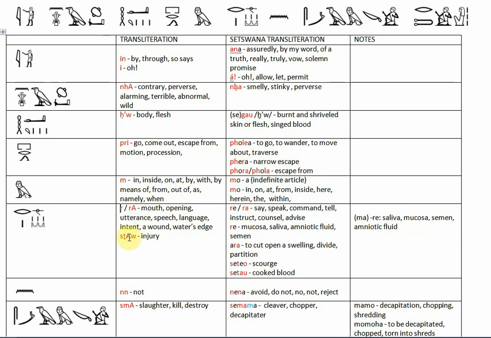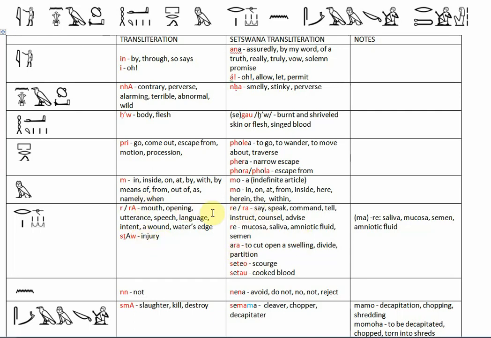And then we have the next word, which is stau, injury, stau, injury. Now, of course, one would not be able to see what this glyph looks like, but this is supposed to be a scourge. Okay, a scourge, and this word actually refers to that, not necessarily injury. I disagree with this.